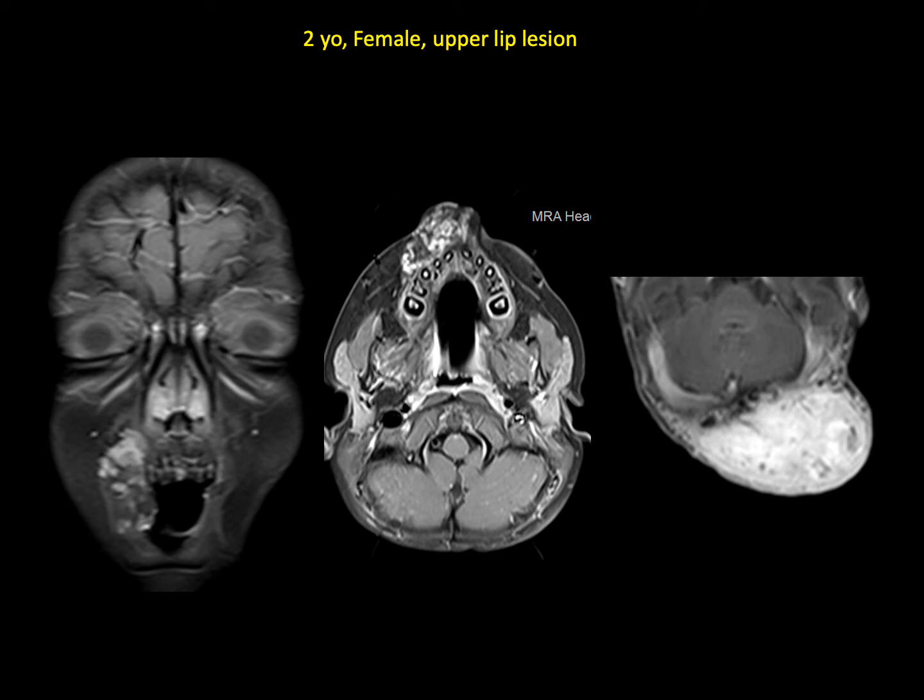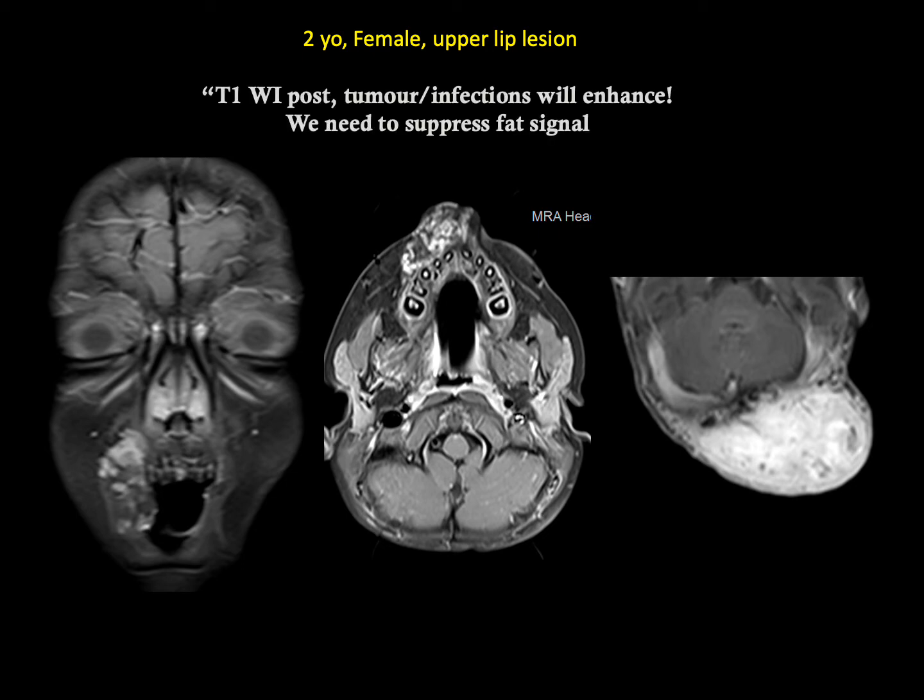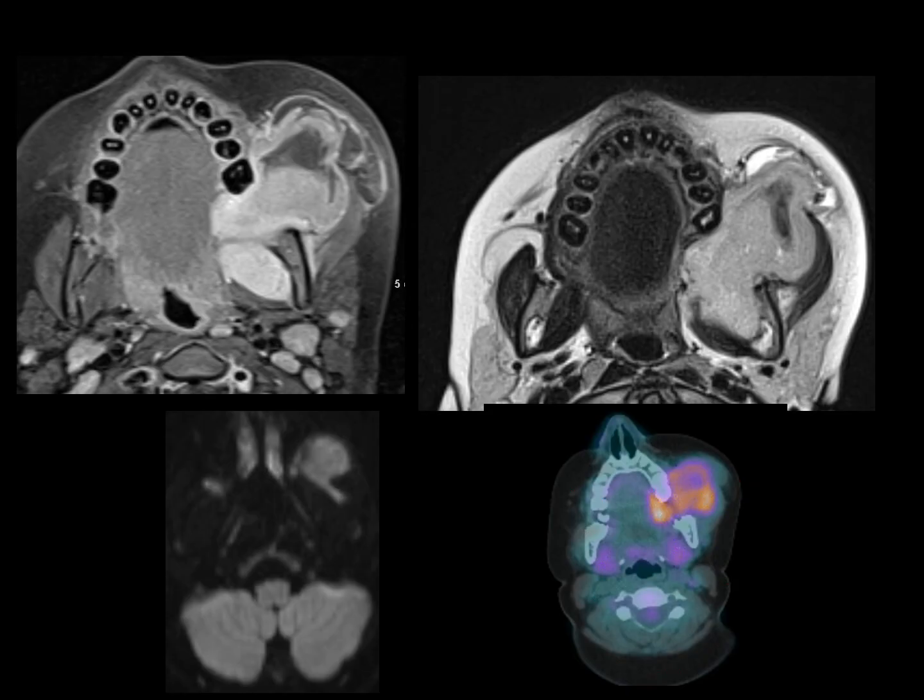Here, this is a vascular malformation, this is a tumor. They will enhance, and because they will enhance, we don't want the enhancement to overlap with the fatty signal. So T1 post, we need suppressed fat signal. And let me show you, this is a post-contrast T1 fat saturated. You can see how well delineated is the mass, diffusion restriction of the mass.